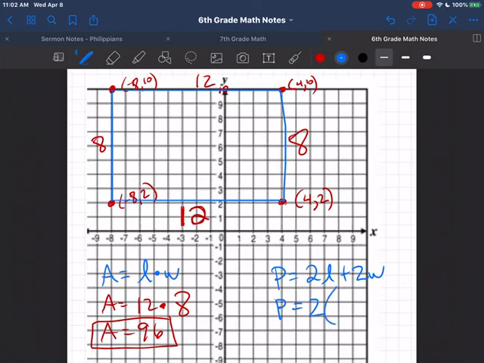Okay, the perimeter is 2 times the length. The length is 12. 2 times 12 is 24, so we can already move that on down here, which is equal to 2 times the width, which is 8, which is the same. Oh, it doesn't equal it, it's plus it.